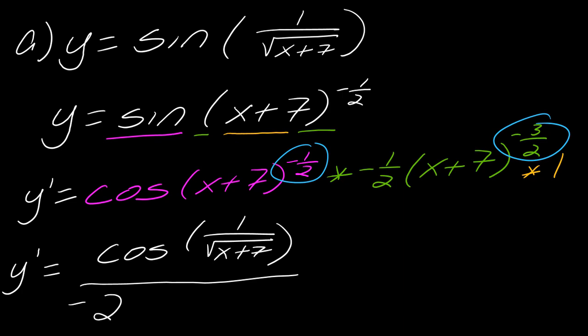We'll write negative 2, I guess. And then to get rid of this negative exponent here, I'm just going to take this x plus 7 and send it to the denominator, because that's what the negative exponent is telling me to do. So this will be x plus 7 to the negative 1/2. So here would be the simplified answer.